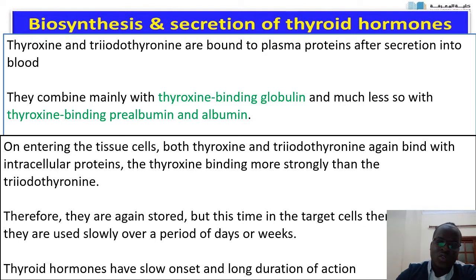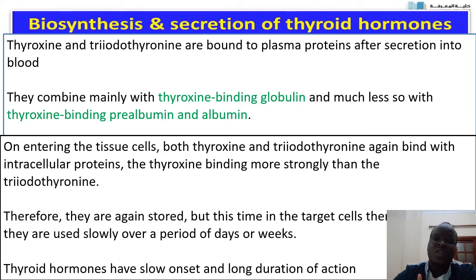So again, they are stored within the cells. That is also going to improve the half-life, or the shelf life, of the hormones, the thyroid hormones. Therefore, they are again stored, but this time in the target cells themselves, and they are used slowly over a period of days or weeks. Why? Because during transportation they are stored, and when they enter the target cells, they are also stored there. So they are used slowly by the cells.